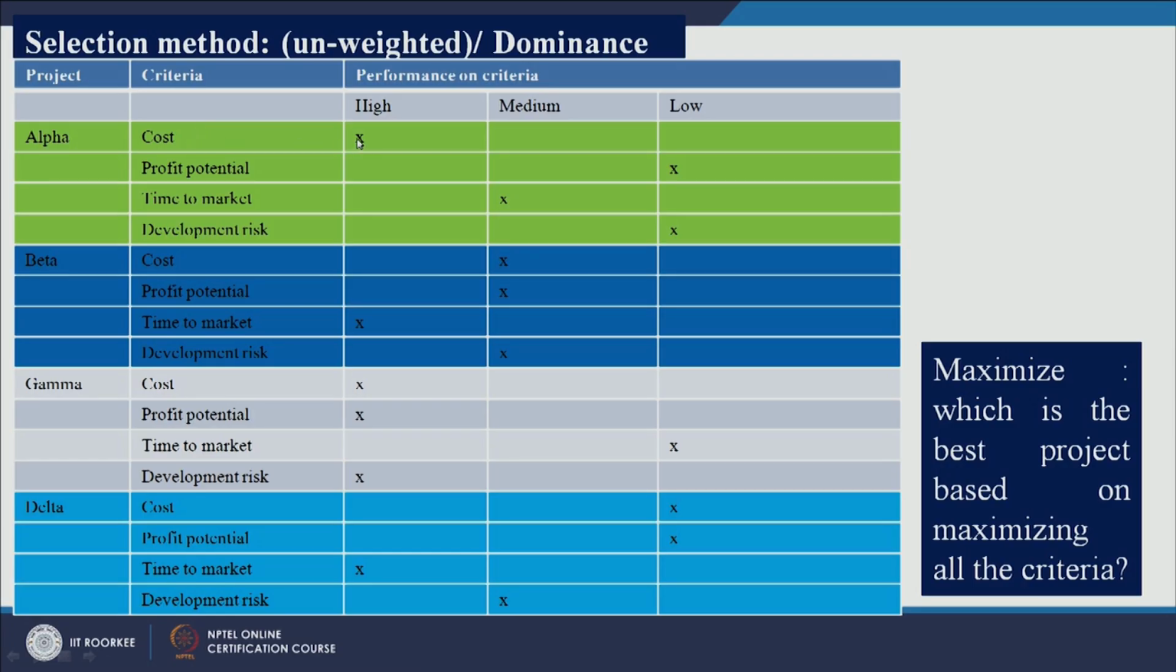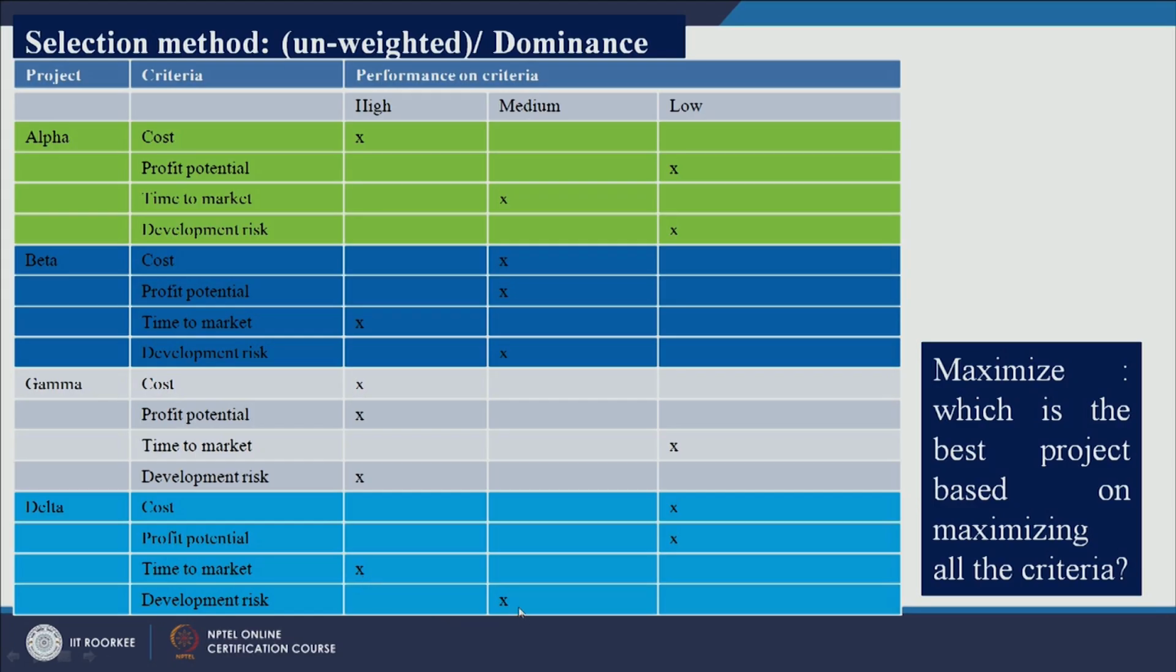So if you look at cost, it is very high in this, while profit potential is very low as far as alpha project is concerned. Time to market is medium, it does not take much time, right, it is quite medium, and development risk is low. Similarly, you got beta, gamma and delta. Let us look at this delta project. Cost is very low, profit potential low, time to market very high, development risk medium.